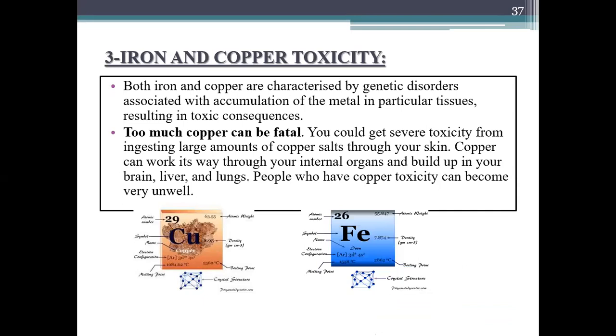Iron and copper toxicity. Both iron and copper are characterized by genetic disorders associated with the accumulation of the metal in particular tissues, resulting in toxic consequences. Too much copper can be fatal. You could get severe toxicity from ingesting a large amount of copper salt or absorbing it through your skin. Copper can work its way through your internal organs and build up in your brain, liver, and lungs. People who have copper toxicity can become very unwell.